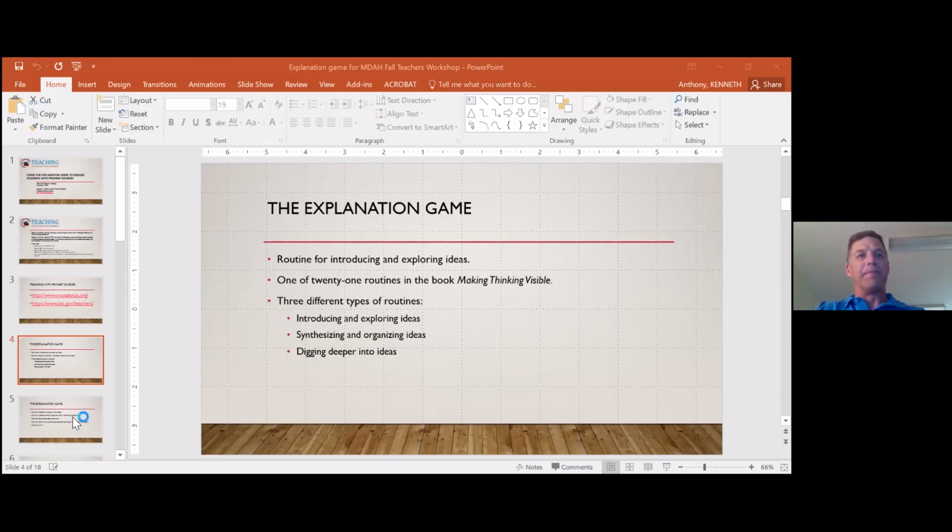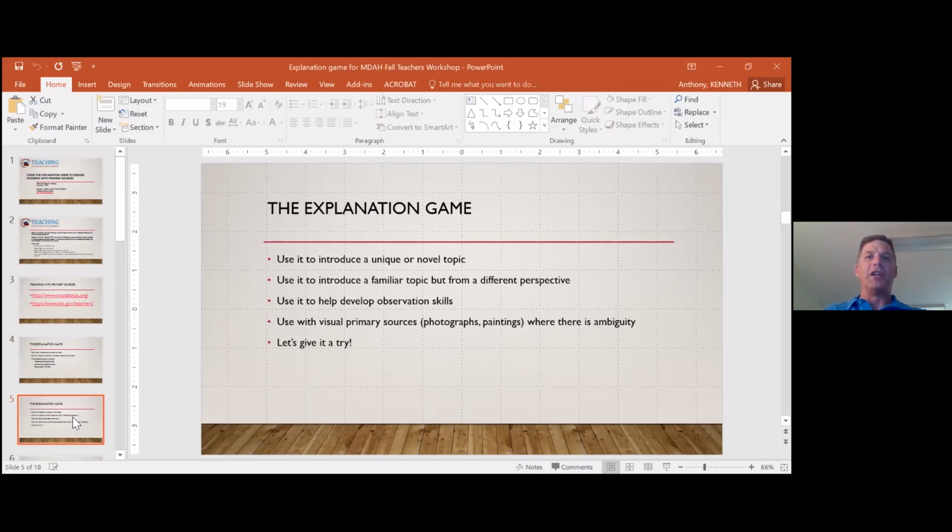So the explanation game. How do you use it? I'm going to use it today to introduce, I think, a unique topic. If you know my topic, if you've seen this before and you're familiar with it, when you see the image, for at least 10 minutes, pretend like you don't know anything about it and don't spoil it for the other people. I'm going to give 2 examples, but I'm going to develop one example in depth today. It's also used to introduce a familiar topic from a different perspective, because you're getting students to think about what's really going on in this image.